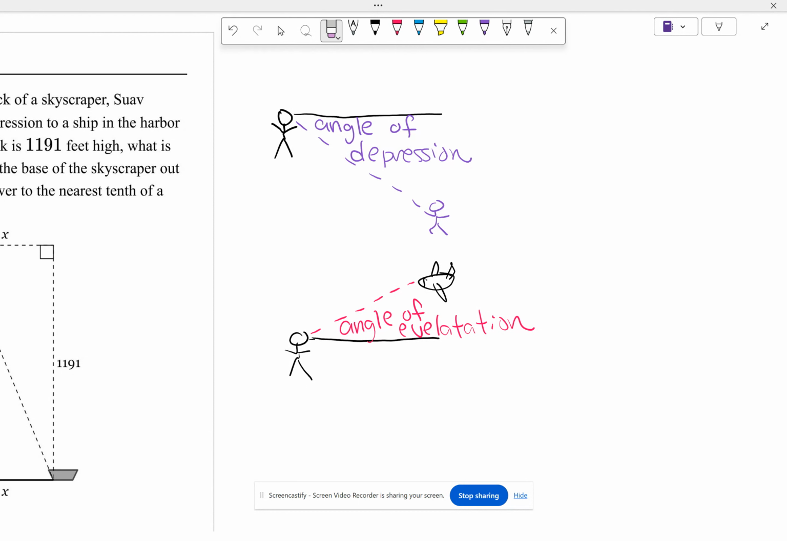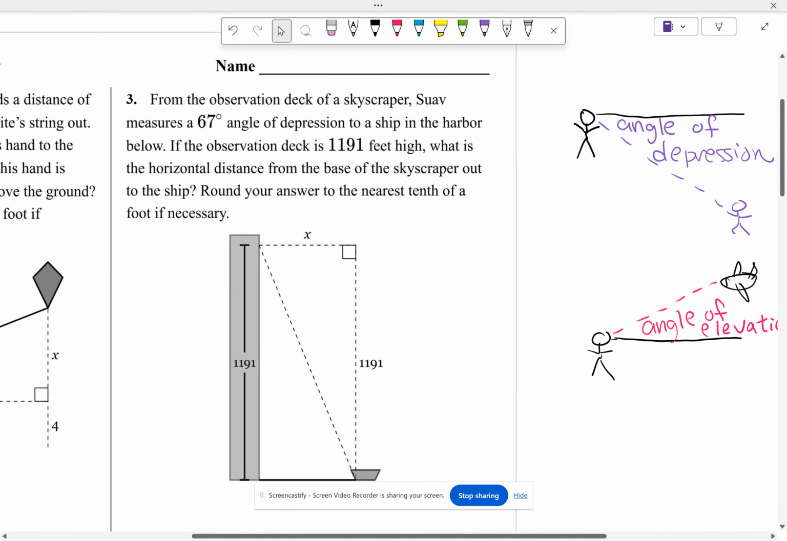This is spelled wrong. Elevate. Yikes. Elevation. That's better. Okay, cool.